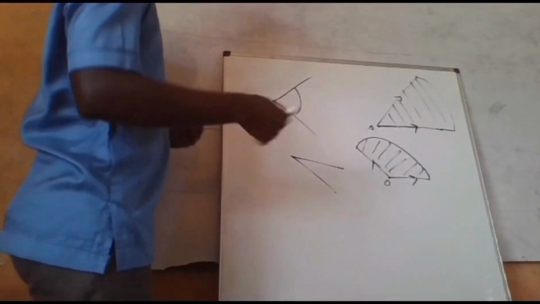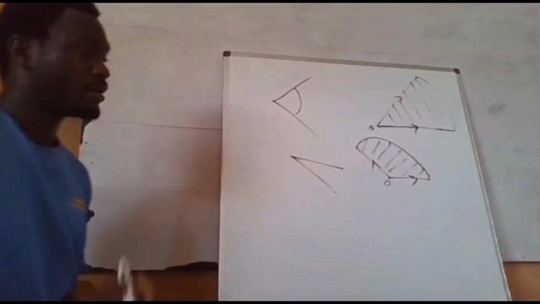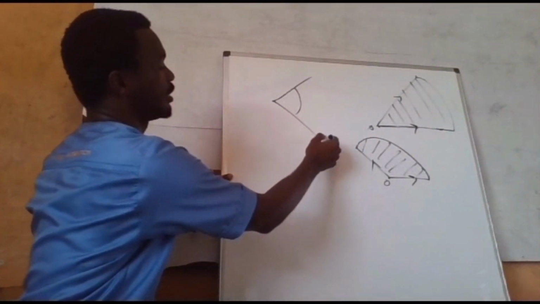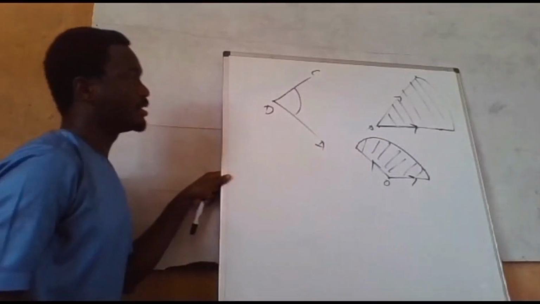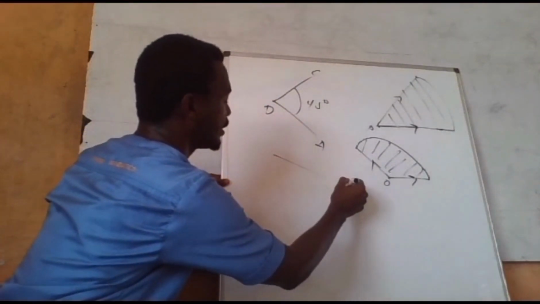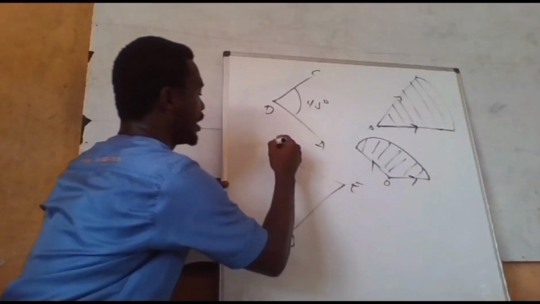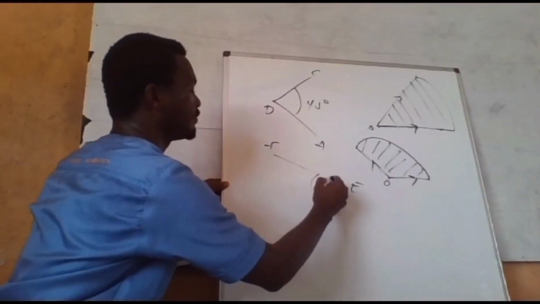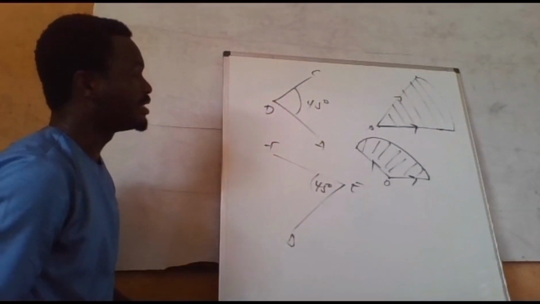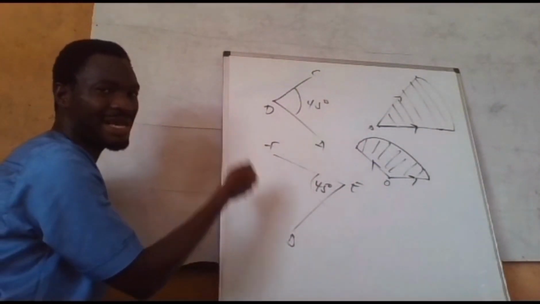Now, if two angles have the same measure, it does not mean that they are the same. For example, if you have an angle ABC of size 45 degrees, and then you have another angle here, DEF, also of size 45 degrees. Obviously, they are different. One is opening to the right, one is opening to the left. Their sizes are the same.